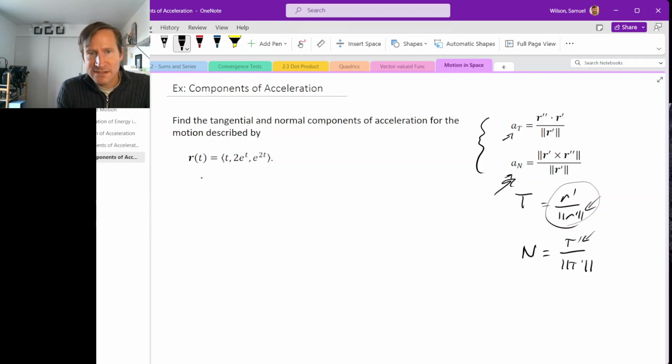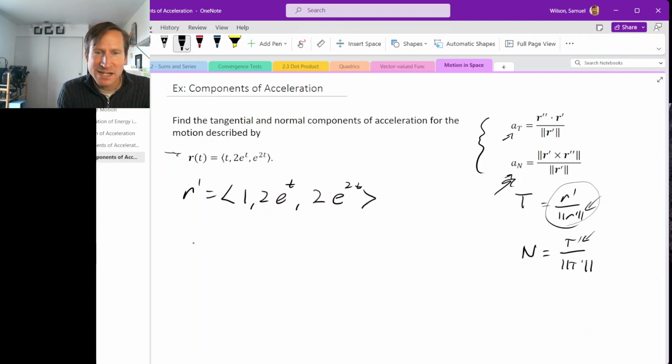All right, so let's see what we get for tangential and normal acceleration for this curve. So let's calculate. R prime is taking a derivative. We get 1 comma 2e to the t comma, let's see, the chain rule spits out a 2 here, so 2e to the 2t. All right, and then the magnitude of r prime. We're going to need the magnitude of r prime to use these formulas, so let's calculate this now.